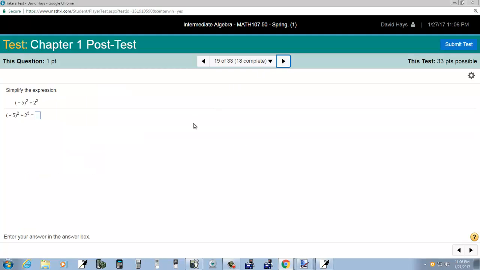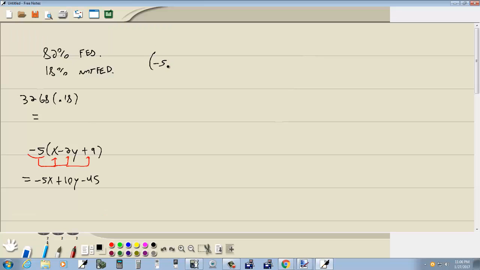Simplify the expression. We got negative 5 squared plus 2 to the third. Okay, please do what's inside of parentheses. There's nothing inside of parentheses. Excuse exponents. Well, here's our first exponent. Negative 5 squared, negative 5 times negative 5 is 25.